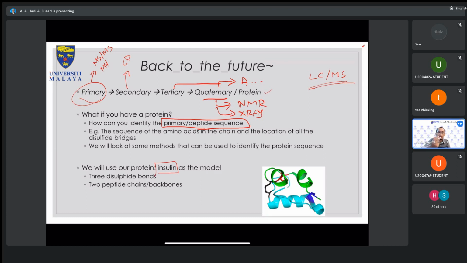So if you recall previously, insulin has two chains, an A chain and a B chain, and between those chains there are three different disulfide bonds. So it's a complex nature, but not so complex that it is cyclic. It has two peptide chains and at the same time three disulfide bonds. So how can you actually analyze the sequence of insulin?